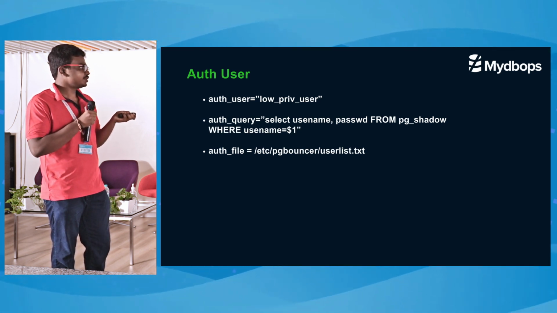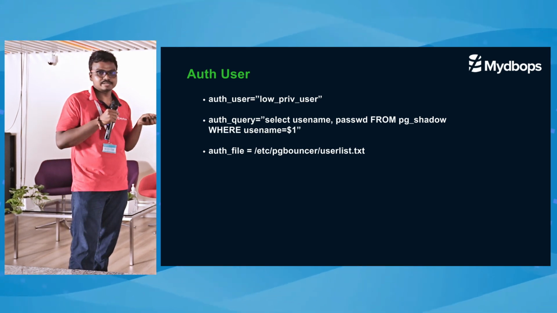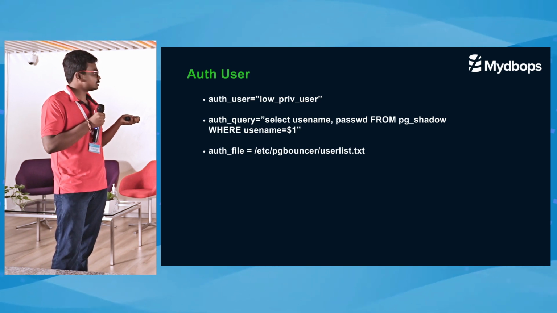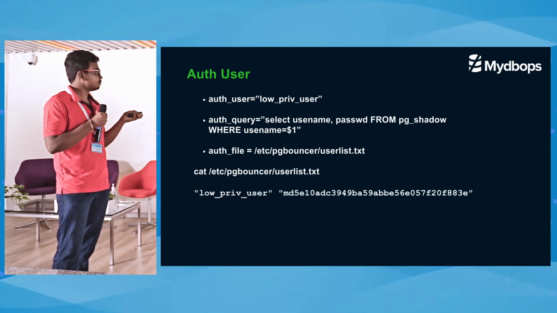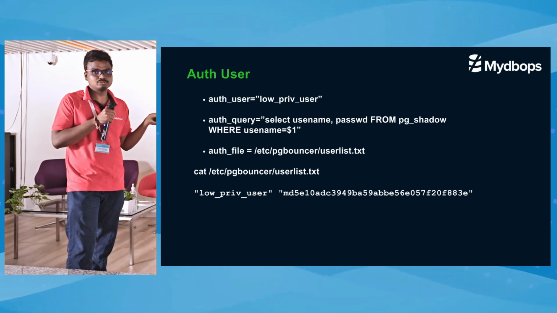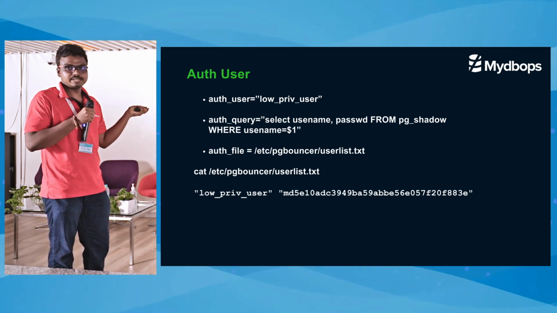This is fetched from the pg_shadow table. If you want to use some other system table to fetch your credentials, you can also use that. Okay, and this is the auth file. Still we need an auth file, but this time we will only have the low privileged user. We don't need to put all your application users or anything. So you can choose any of these methods.